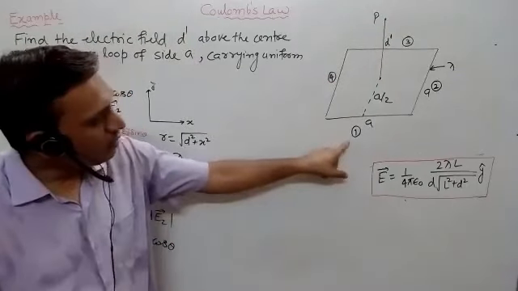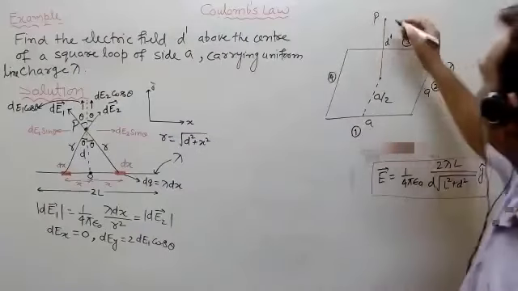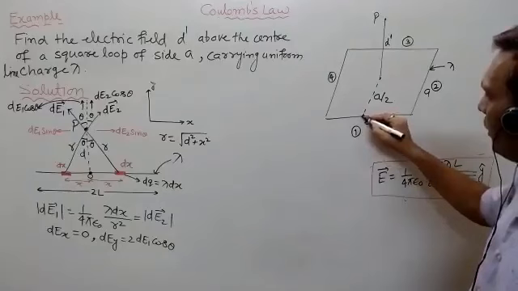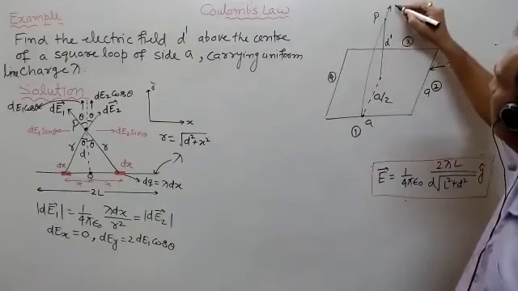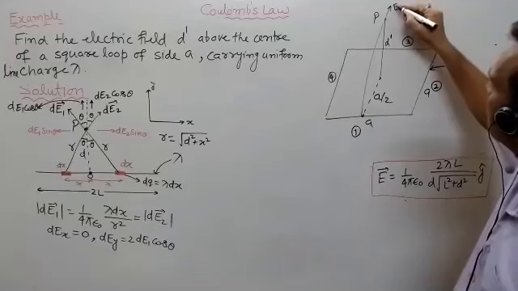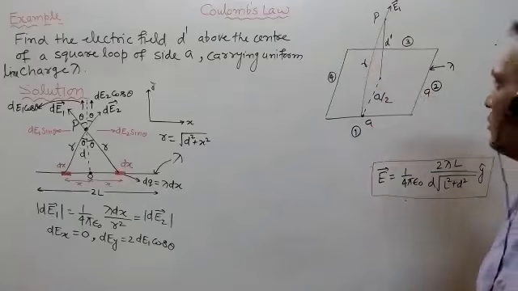So what will be the electric field due to segment 1? Now this is the midpoint, and you have to find the field at this point. This is E1. Is it clear? And take this distance as small r.